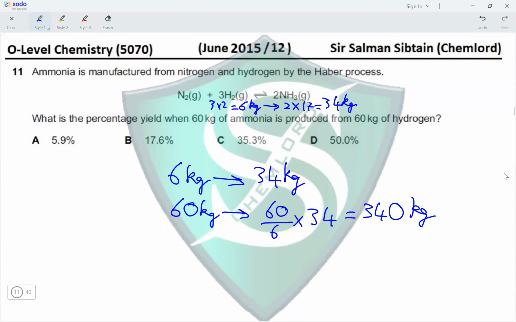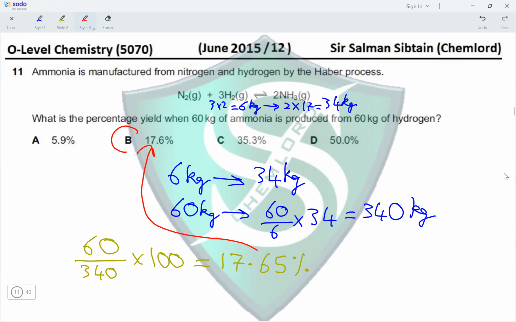However, in this question, it is said, what is the percentage yield when 60 kg of ammonia is produced? So out of the 340 kg that should have been produced, only 60 kg is produced. So we need to find out the percentage yield. We would do 60 upon 340 into 100. This would give us a value of 17.65%, which would make option B the correct option for this question.